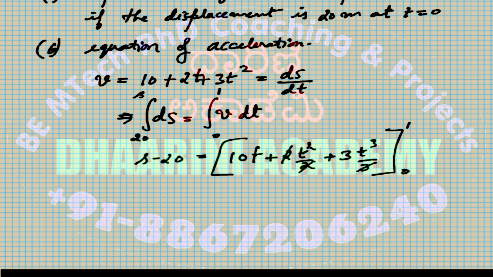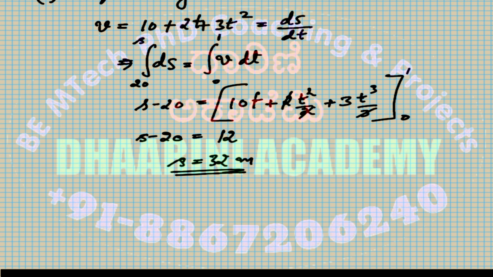When I substitute to the right side, s minus 20 is equal to 10 into 1 plus 1 plus 1. So 10, 11, 12. So this is 12. So s is equal to 20 plus 12, that is 32 meters. That is the answer for the first part of the question, displacement from mean position at t equal to 1. In this case you can see we are using the integration type of equations.